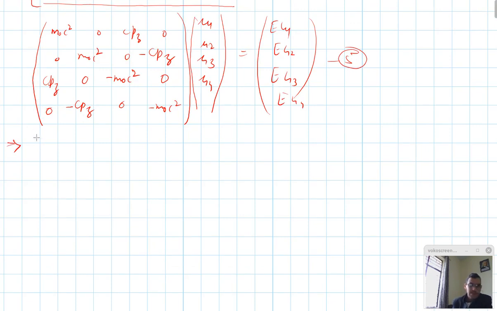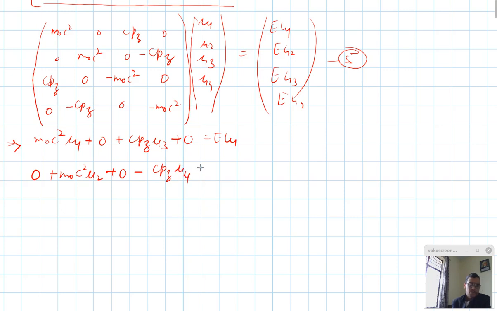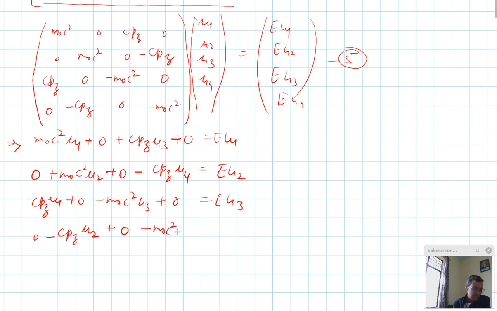And this is equivalent to m naught c square u1 plus 0 plus cpz u3 plus 0 is equal to EU1, and 0 plus m naught c square u2 plus 0 minus cpz u4, it is equal to EU2. cpz u1 plus 0 minus m naught c square u3 plus 0 is equal to EU3, and 0 minus CPZ U2 plus 0 minus M naught C square U4 is equal to EU4, right?